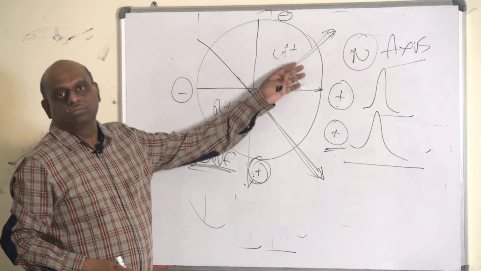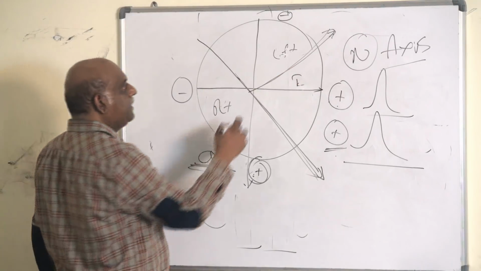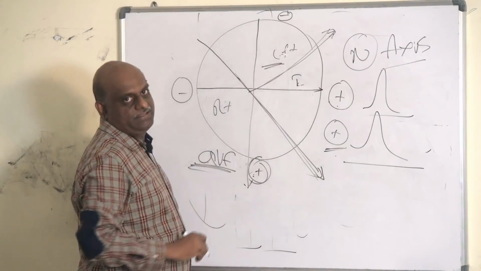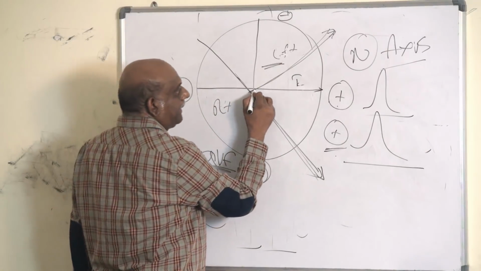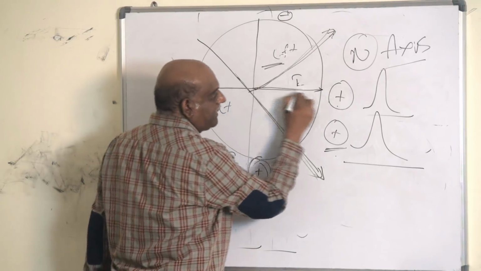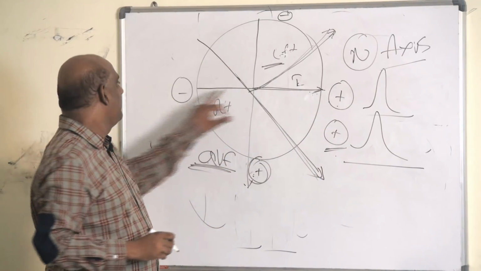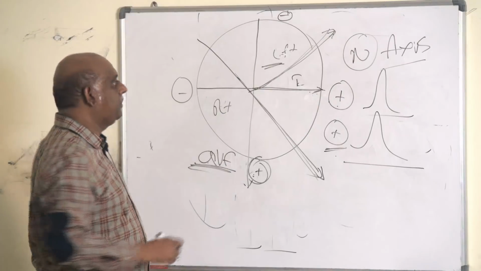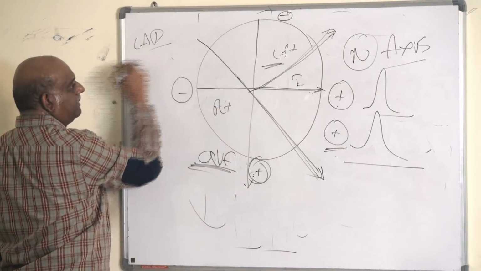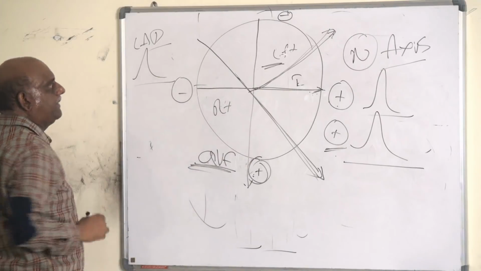So, how do you identify that? If it is a left axis deviation, the axis is traveling towards whom? Positive side of the lead 1. So, in left axis deviation, if you look in the lead 1, you get a positive QRS.